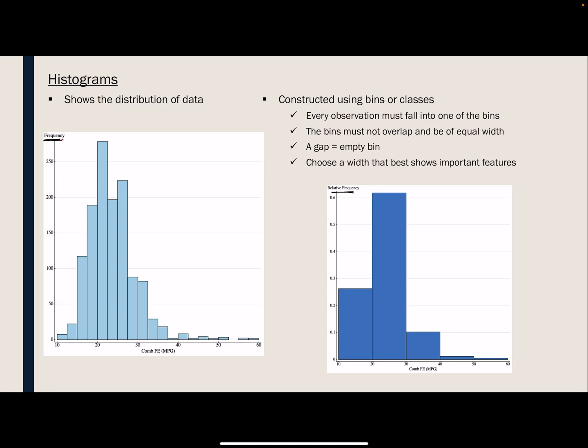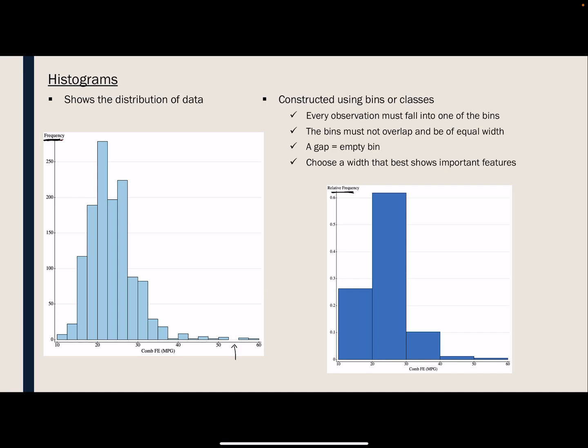When we're constructing histograms, and your book goes into this in great detail, we have to construct them using bins or classes, and every data value that we have will fall into that bin. If you have a space in a histogram, it means that you have an empty bin. So for example, right there I have a space within the histogram, and therefore it just means that the bin right here does not have any data values.